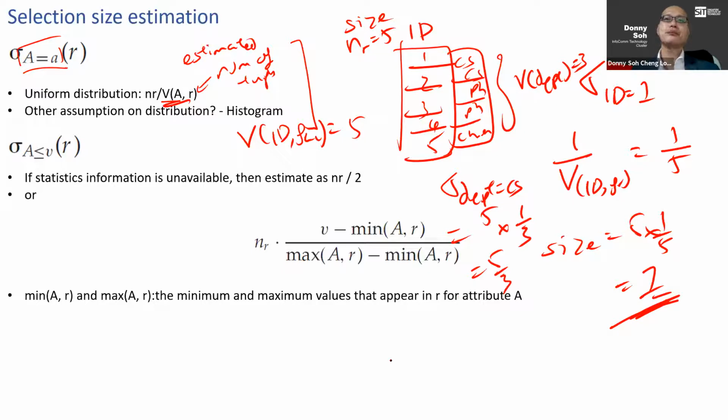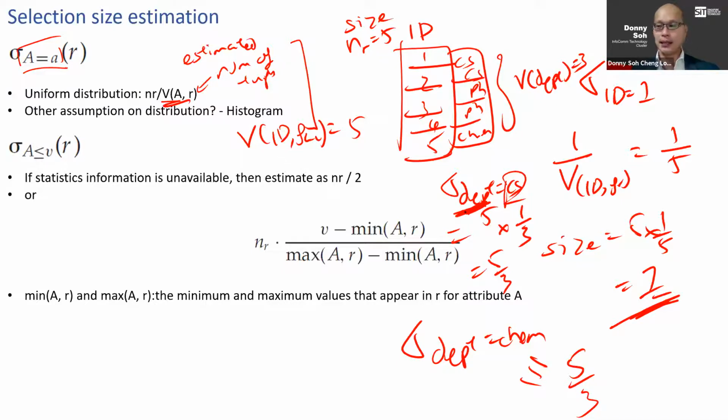Similarly, if my department equals chemistry, what is the estimated size? It is still going to be the same, 5 divided by 3. It doesn't really matter what this value is. It just matters on this, because I'm using the V of R based on my attribute.